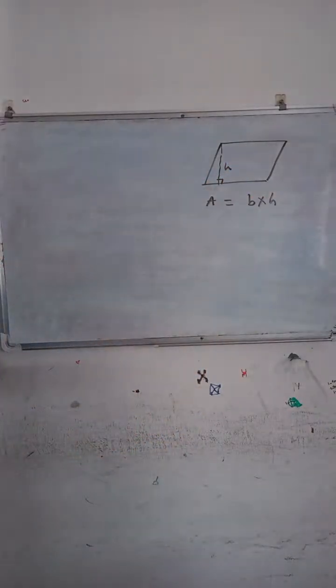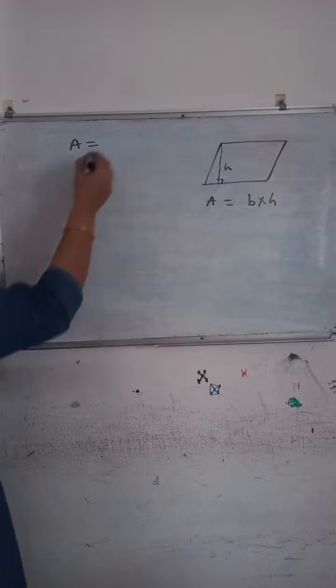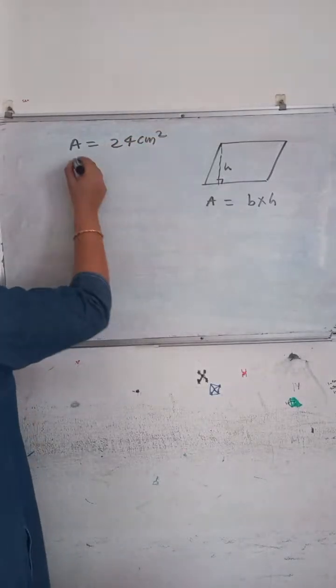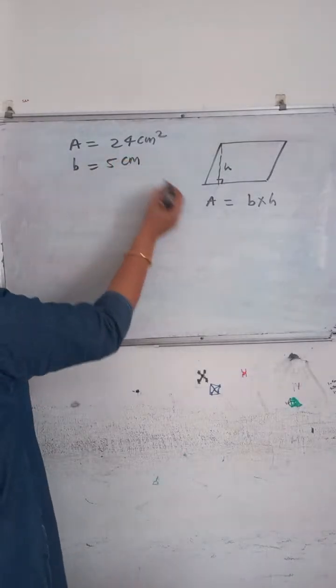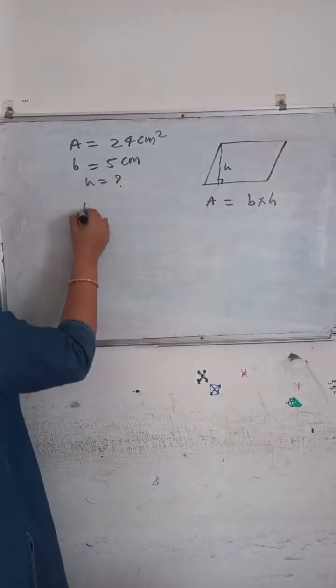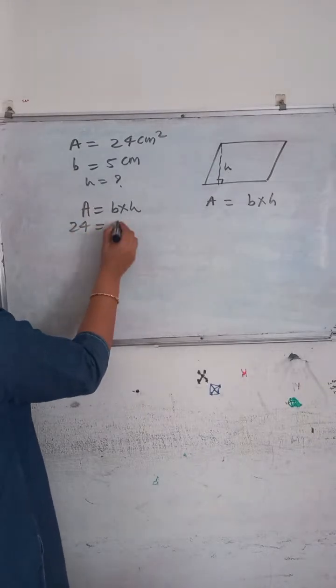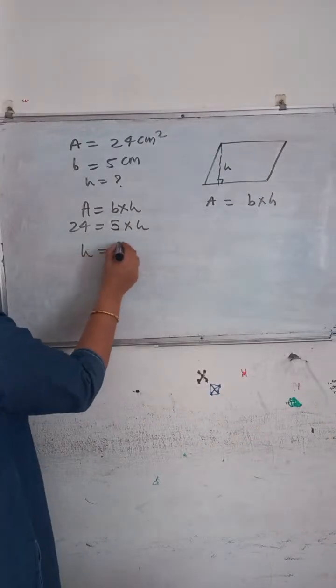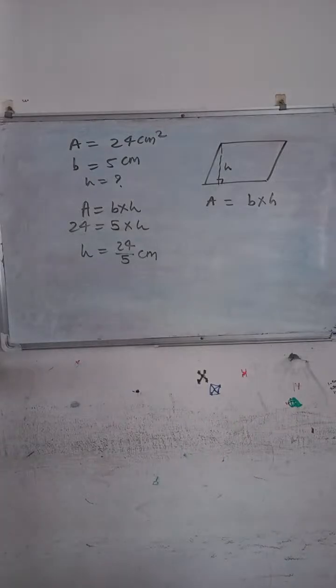Now in the given question, the area of the parallelogram is given as 24 centimeter square, and the base is given as 5 centimeter, and they are asking to calculate the height. So write the formula, area is B into H. Area is 24, B is 5 into height. So height is nothing but 24 by 5 centimeter. Give the answer as it is. Getting this question? Some simple questions we have here. Copy this properly. Getting this?